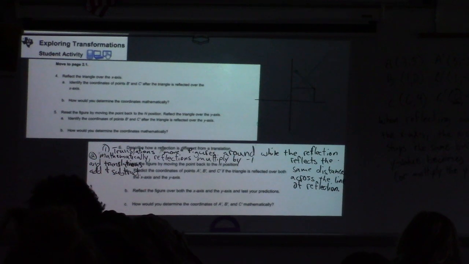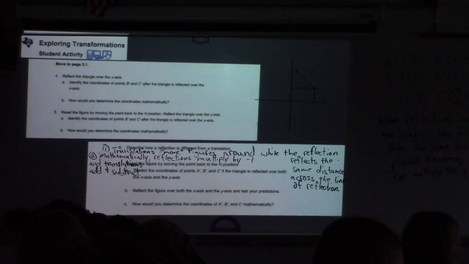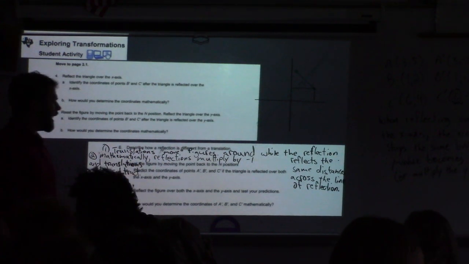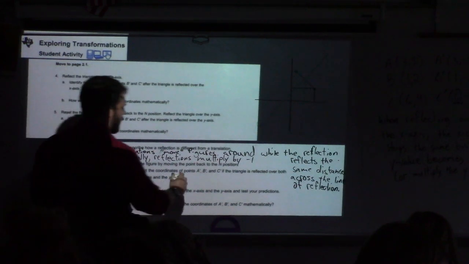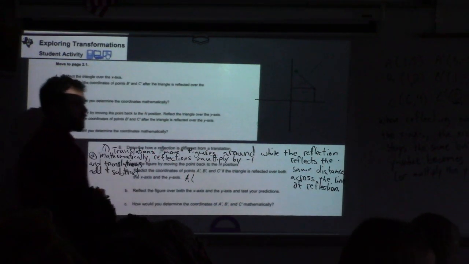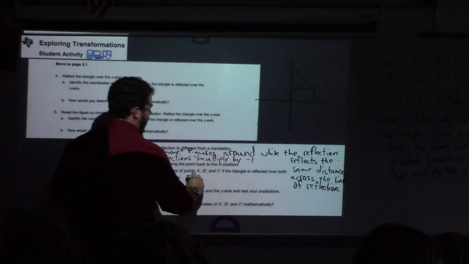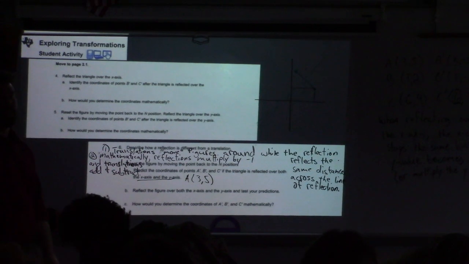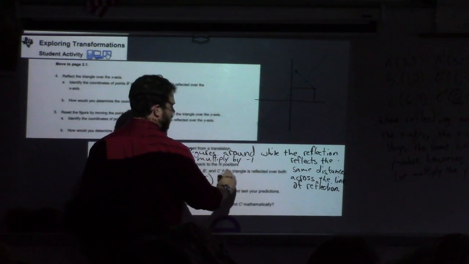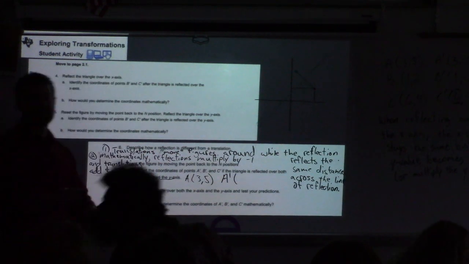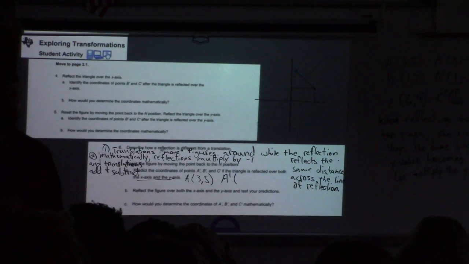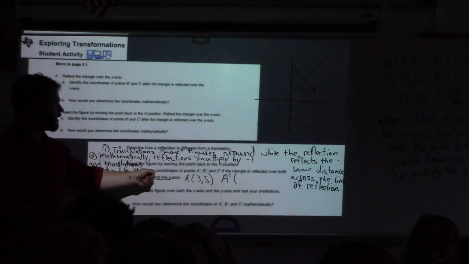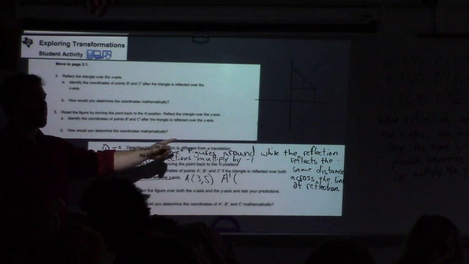Number 7. Reset the figure by moving the point back to the end position. And notice how it just says to predict the coordinates of A prime, B prime, and C prime. So, A was originally what coordinates? 3, 5. If I reflect it over both the x-axis and the y-axis, what is A prime going to be? Don't do it in the calculator. It asks you to make a prediction. Number 7A says predict the coordinates of A prime, B prime, and C prime.